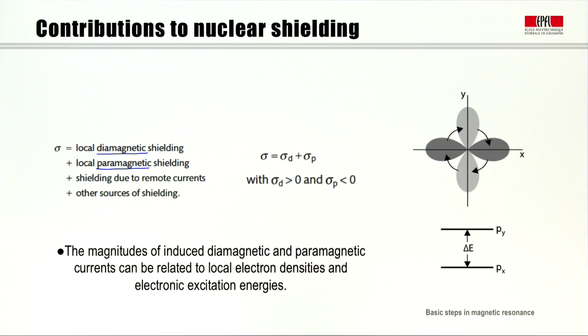In that case, there is a local field which is actually parallel to the external field and therefore adds up to the external field. Then there are effects which are due to remote groups or currents in remote groups, and of course other sources. Now, it's very nice to make a list of these, but it's very difficult in practice to split an observed chemical shift into separate contributions.